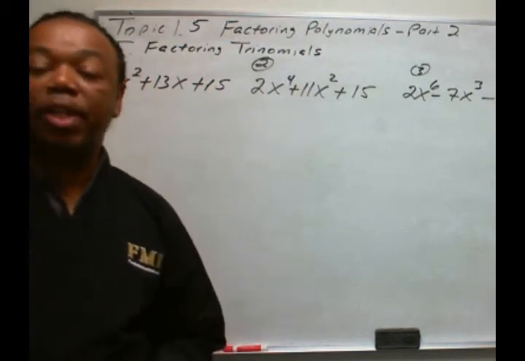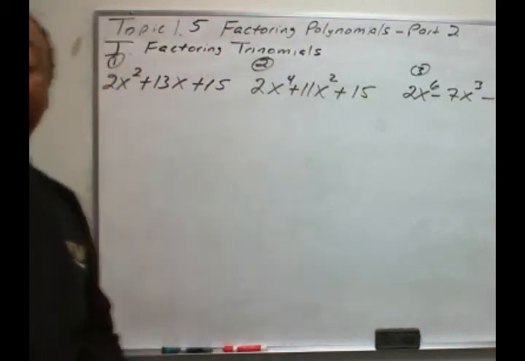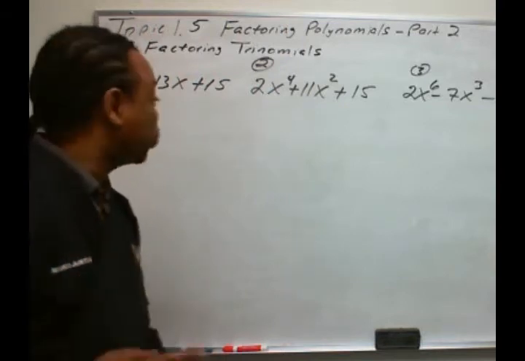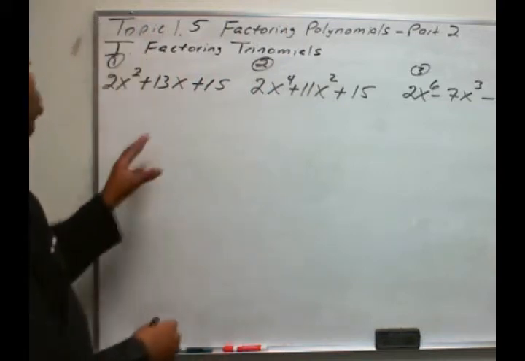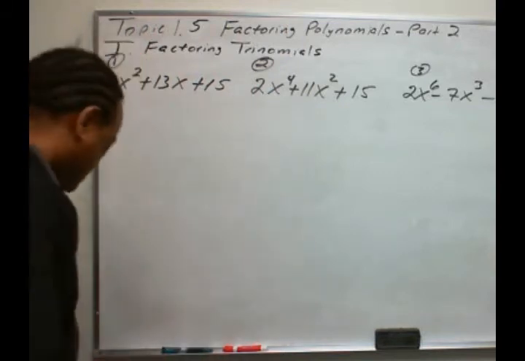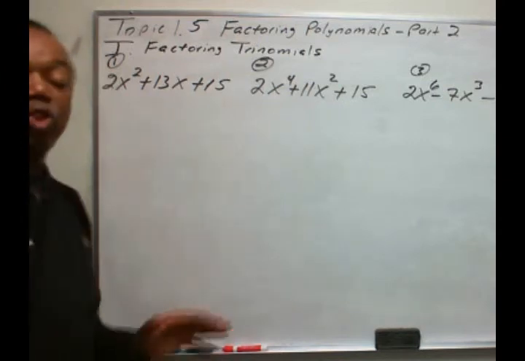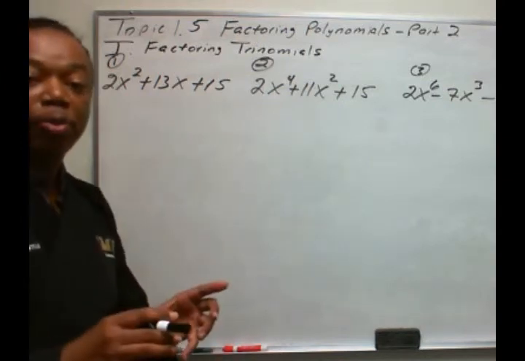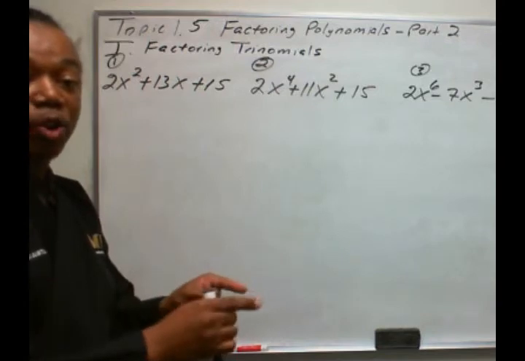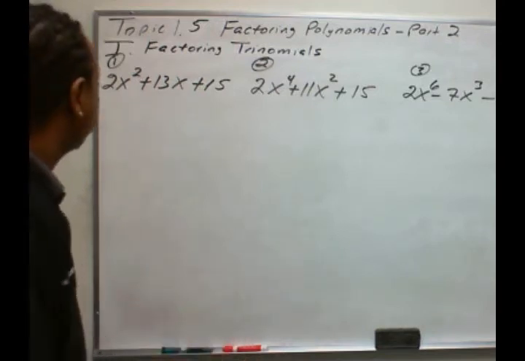College Algebra topic lesson 1.5, factoring polynomials, part 2. Okay, this time we'll be factoring trinomials. And when we factor trinomials, the first rule is that trinomials always used to be two binomials before multiplication.